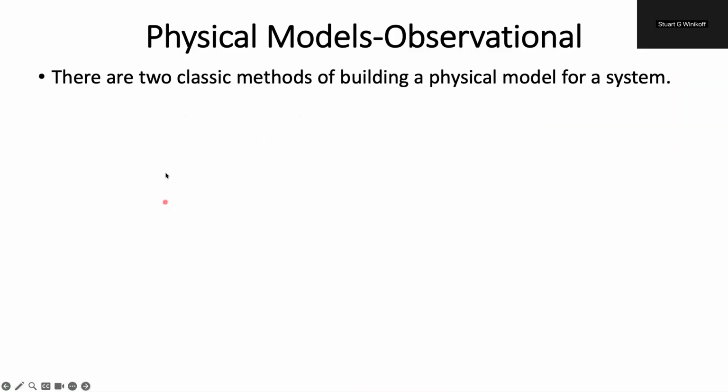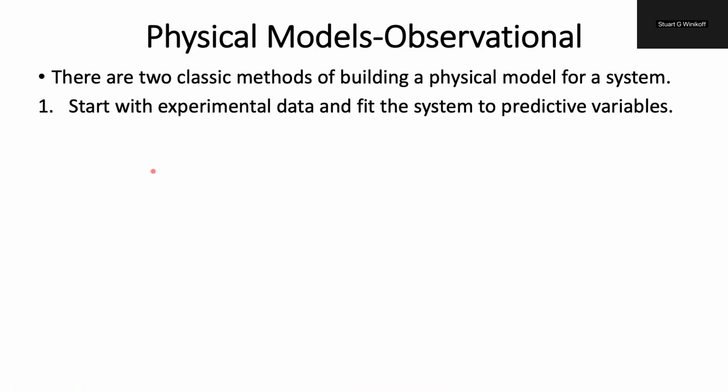So when doing physical chemistry, there's two classical ways of building a physical model to describe a system. The classic method, often known as the historical method or the empirical method or the experimental method, because it's often built from experimental data, is you go out, you grab some experimental data, and you fit the system to various predictive variables. So you identify what your key variables are and how they might control the system. And then you try and start building these sort of relations in between the two.